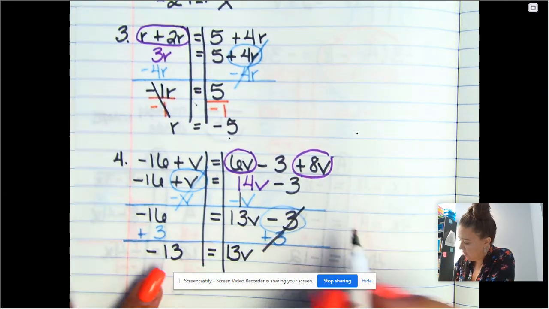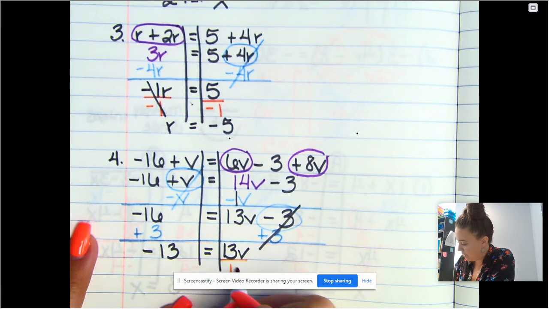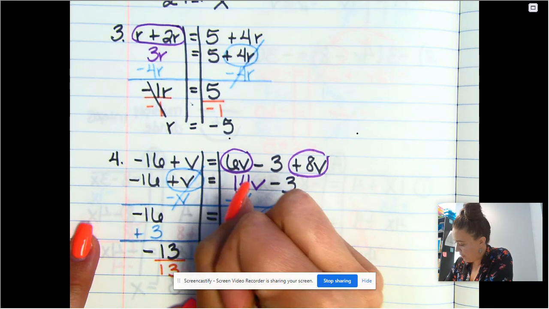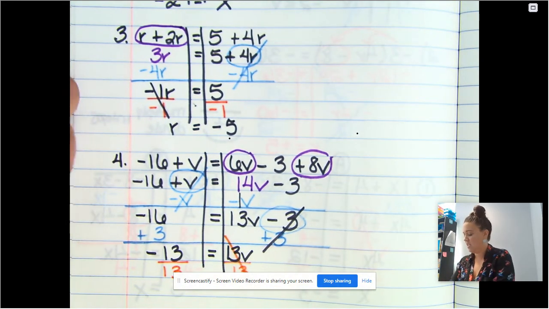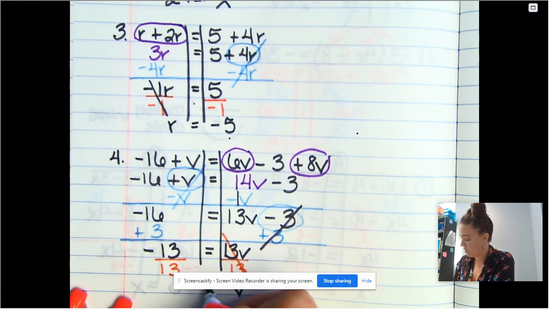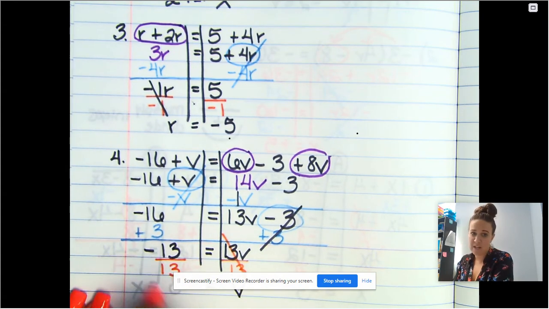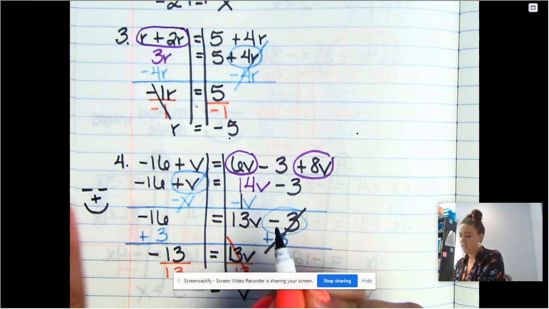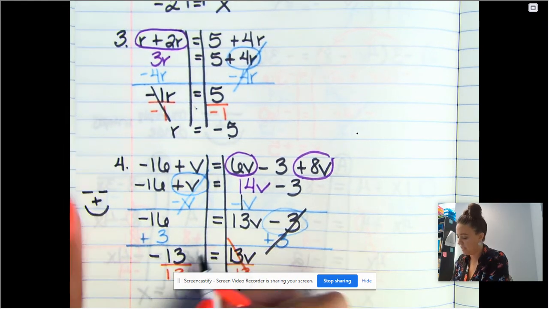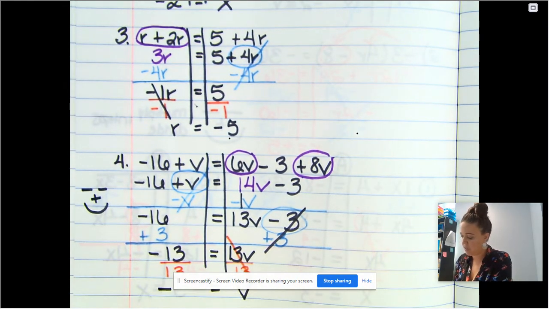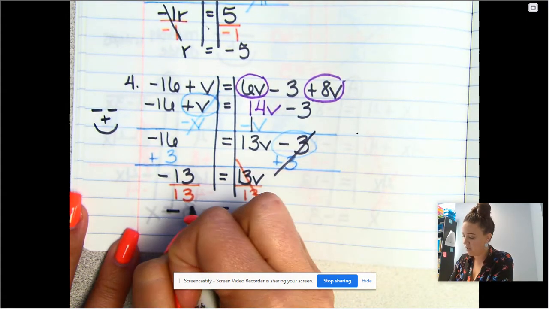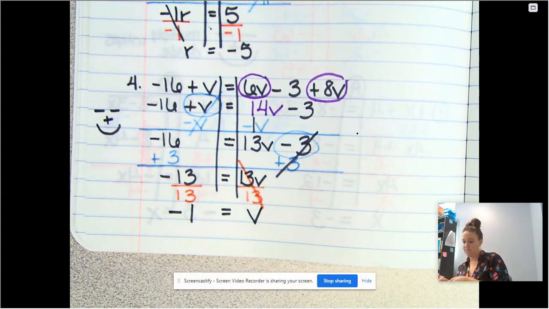The last and final step is doing the opposite of multiplication, or the inverse of multiplication, which is division. And 13 divided by 13 is 1v left, and a positive divided by a negative is a negative number. So my sign is negative on my answer, and 13 divided by 13 is 1. So my final answer is negative 1v.